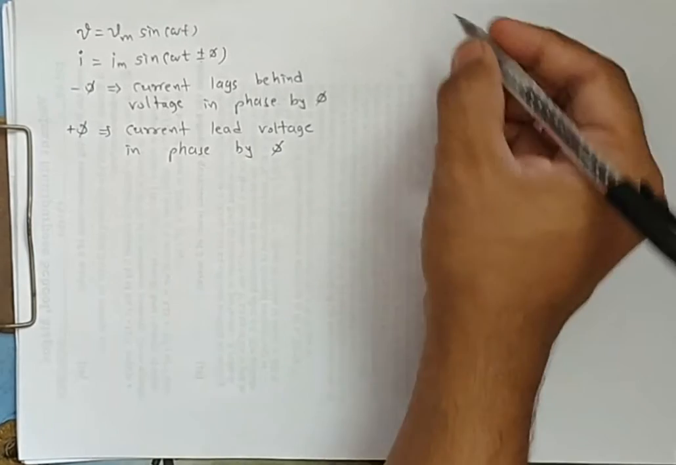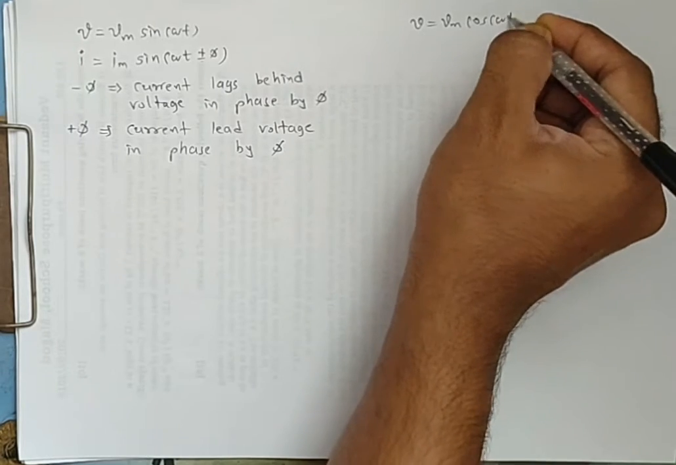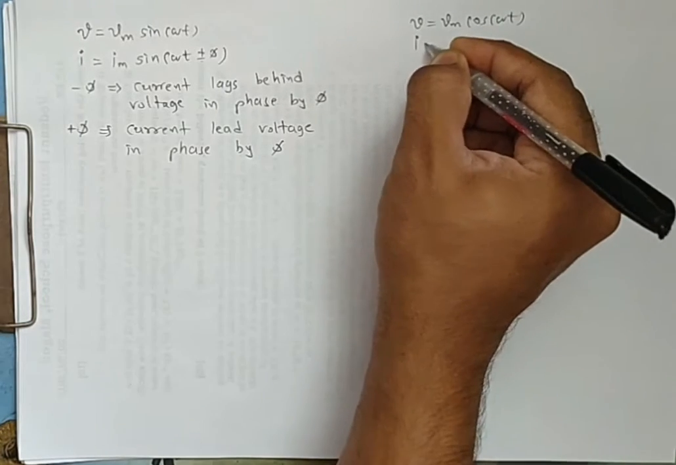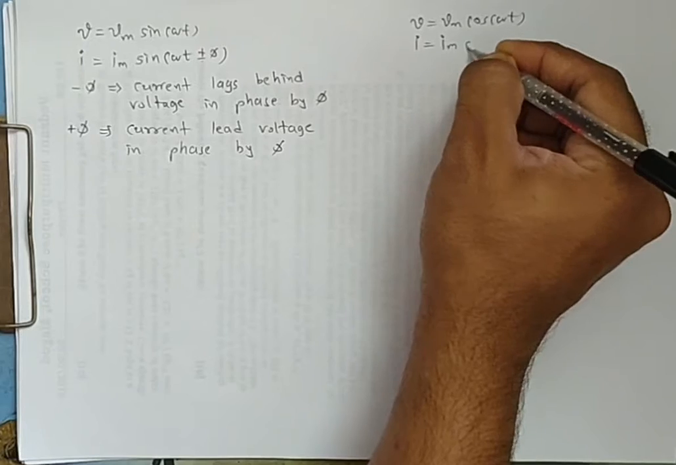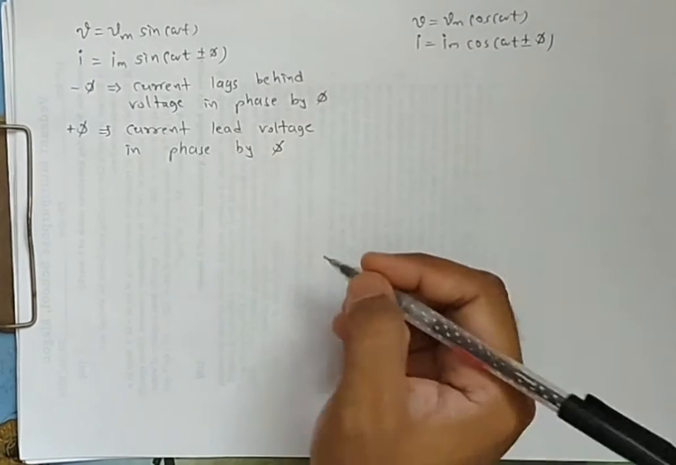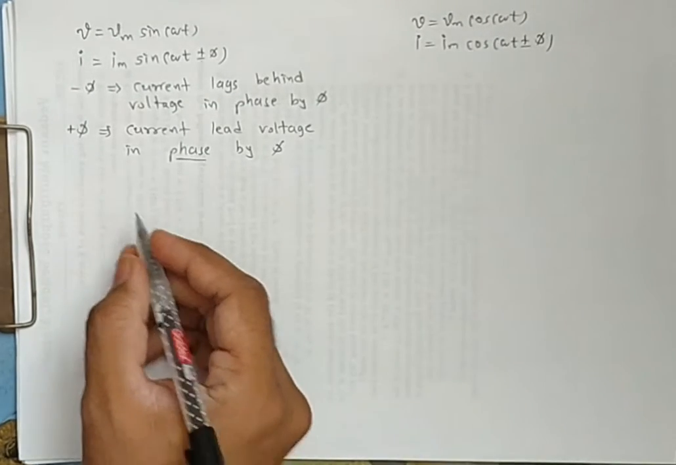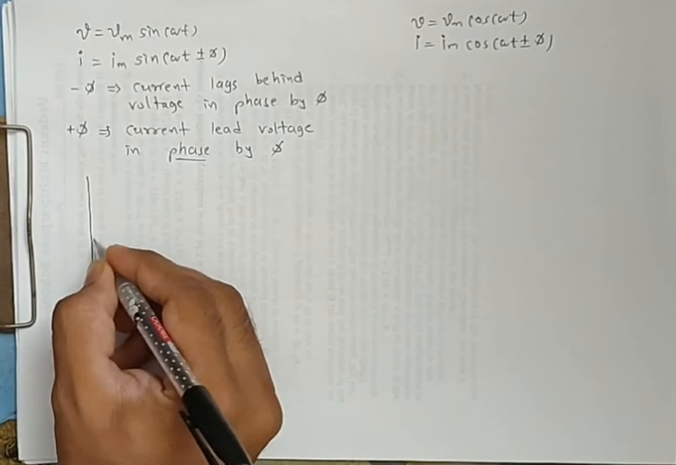If our waveform of voltage is in cos waveform, then you also represent the current in terms of cos only to know the phase difference between voltage and current. So now, what is phase? So we are drawing our waveform like this.